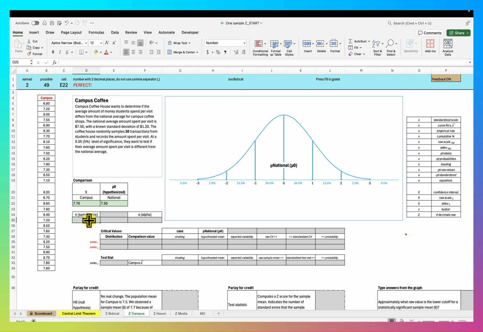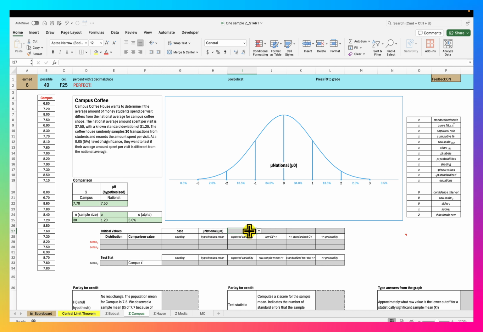So the sample size is a count of all these numbers. 30. And we're looking at the standard deviation, which is called sigma, for the population. And that was given in the problem as $1.20. So 1.20. Alpha was given in the problem as 5%. Okay, now we come over here.